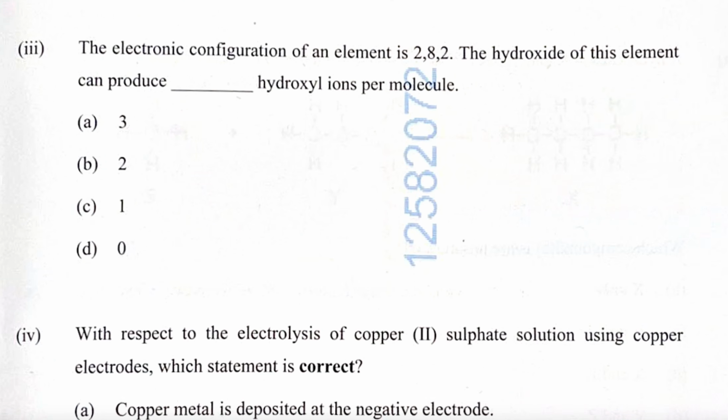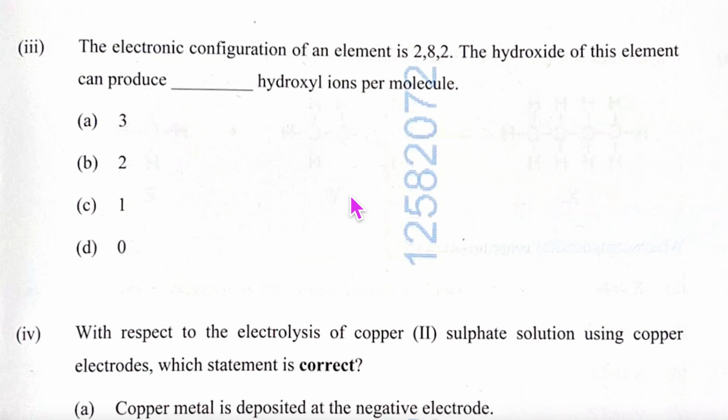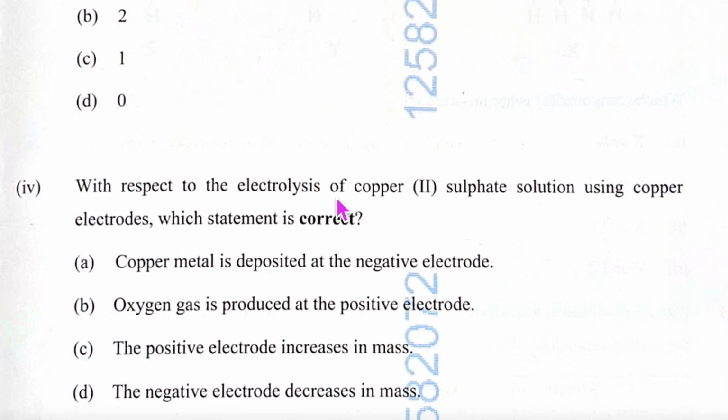The electronic configuration of the element is 2, 8, 2, which means it is going to be magnesium. It is going to be Mg2+. The hydroxide of this can produce how many hydroxyl ions per molecule? It will be Mg(OH)2. So it will be producing 2 hydroxyl ions per molecule. So that is option C.